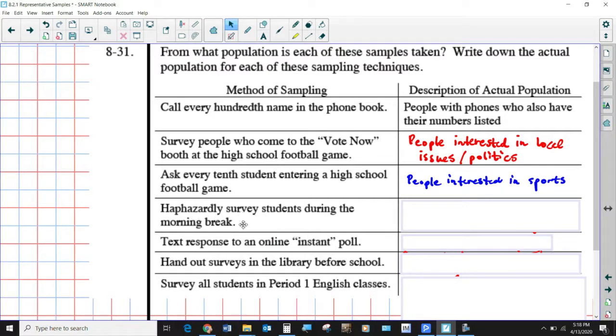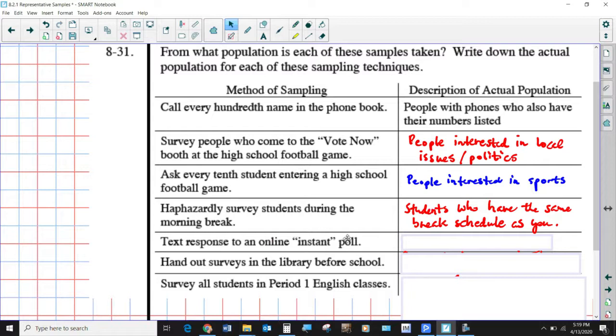Haphazardly survey students during the morning break. Well, haphazard isn't really random. I'm not sure that's the best. And then people in your morning break, once again, those are people that have the same break schedule as you. So, you know, we don't see any of the kindergartners or first graders or fourth graders during break times, so you wouldn't get their opinions.